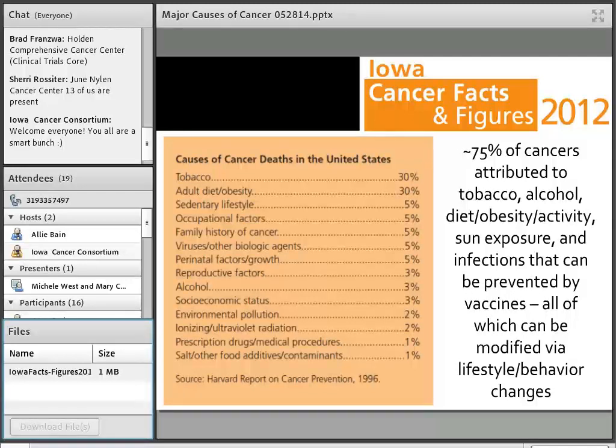So if you add together things like tobacco, adult diet and obesity, sedentary lifestyle, viruses for which there are vaccines, alcohol, the ultraviolet radiation part of the radiation one, some of those, if you add those together, you get to about 75% of cancers that can be modified by lifestyle or behavior changes or by something that is under our control.